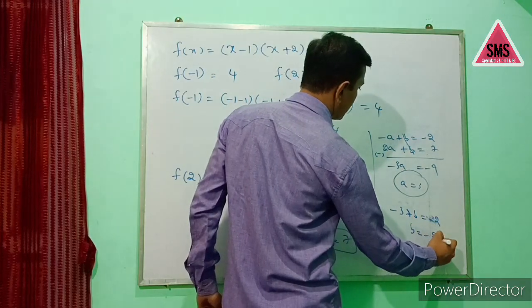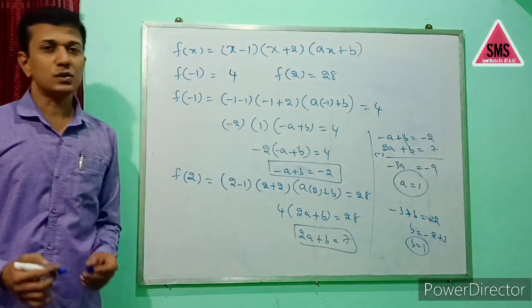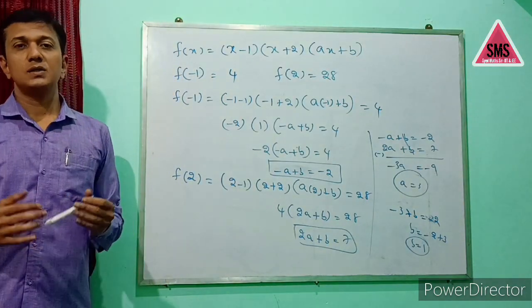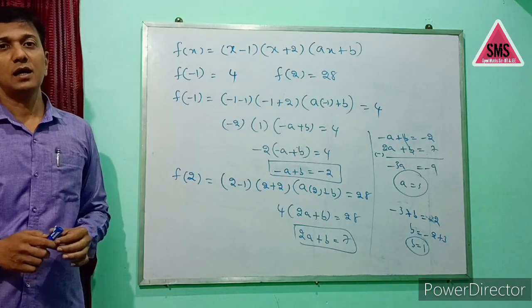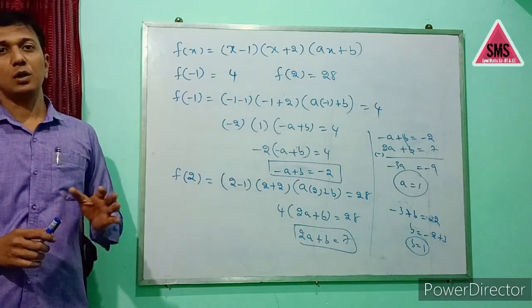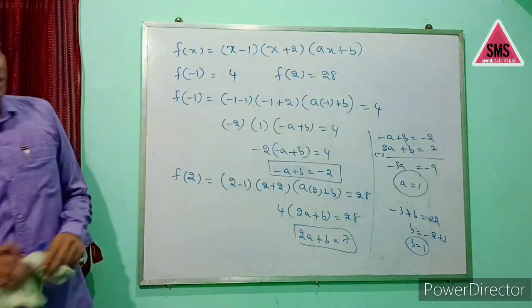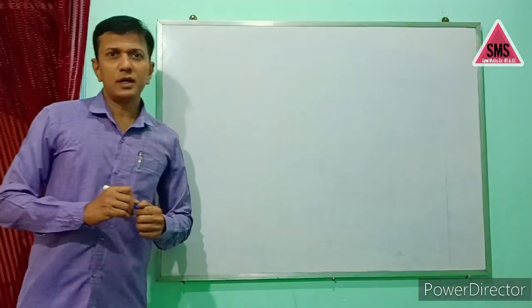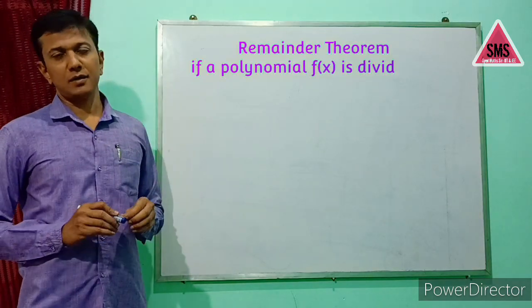B is equal to minus 2 plus 3, that equals 1. So a is equal to 3, b is equal to 1. So this is another example based on roots of an equation or solution set. I hope you understand the topic. So next we'll move on to the next topic, which is the remainder theorem and the factor theorem.